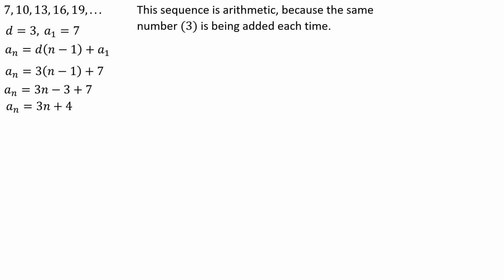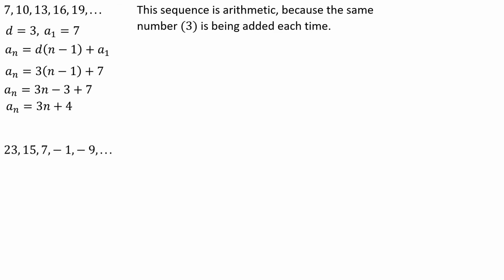Notice it looks like y equals mx plus b. It kept going up by 3. Think of that as being like the slope. But the tricky part is figuring out what comes afterward. If I plug in the number 1, 3 times 1 is 3, plus 4 is 7. Sure enough, the first number is 7. If I plug in a 2, 3 times 2 is 6, plus 4 is 10. Sure enough, the second number is 10, so that's working.